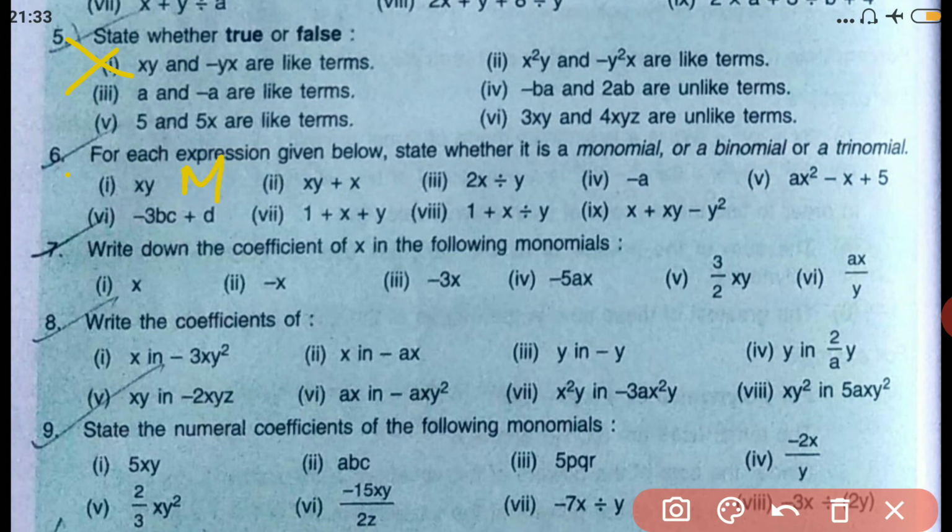Number 2, xy plus x, so we are having two terms, so it should be a binomial, so I am writing b. Number 3, 2x divided by y, so this is a single term because there is no plus sign or minus sign, so therefore it becomes a monomial. Number 4, there is only one term, so this is also a monomial. Here we are having 1, 2 and 3 terms, so it becomes a trinomial. I hope you understood till number 5.